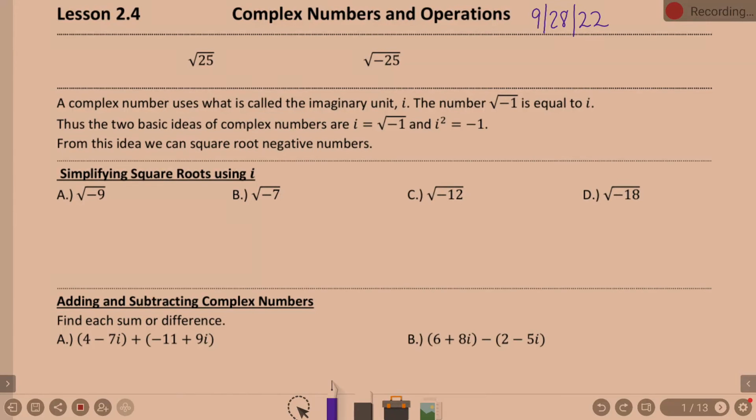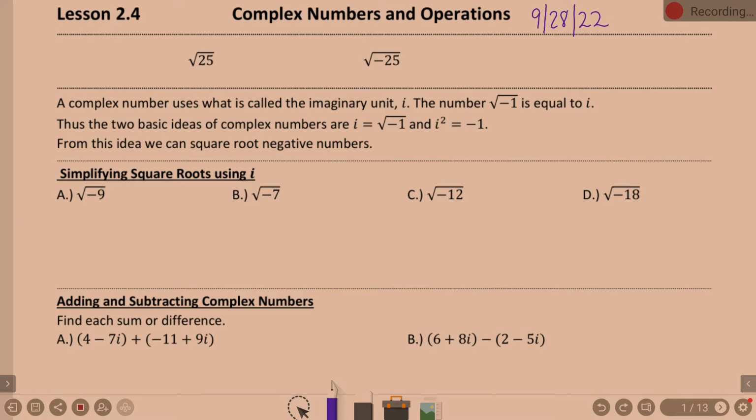Today we're talking about lesson 2.4, which is complex numbers and operations. This is new in Algebra 2. This is not something that was introduced in Algebra 1. Definitely new to Algebra 2. Now, I will say that was back when you guys had Algebra 1. It is actually in the Algebra 1 standards now instead of Algebra 2. But I still have to introduce it here.